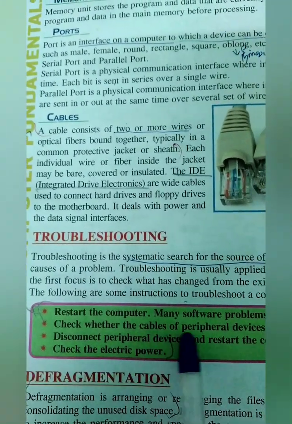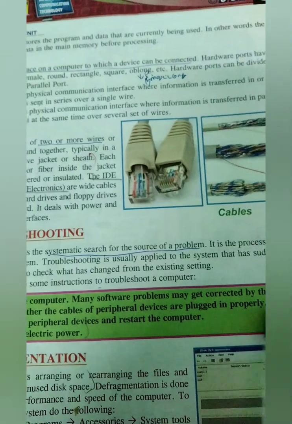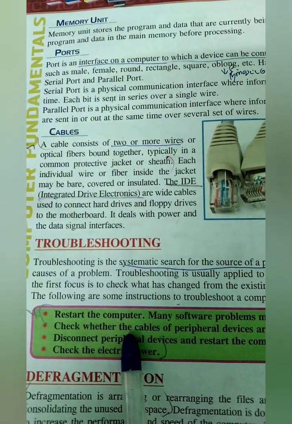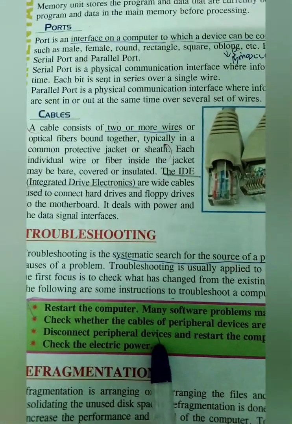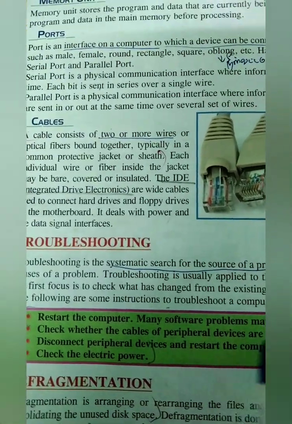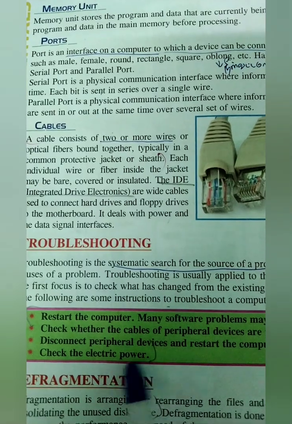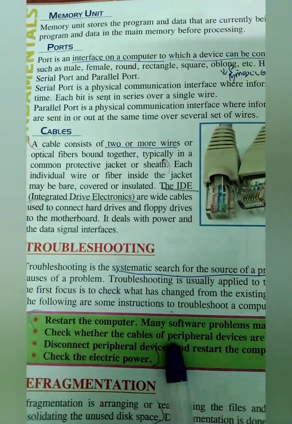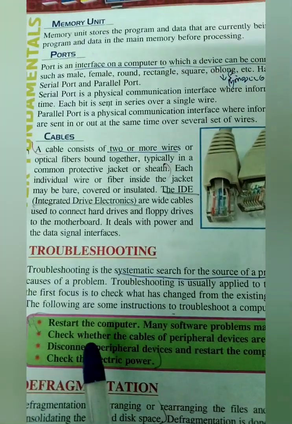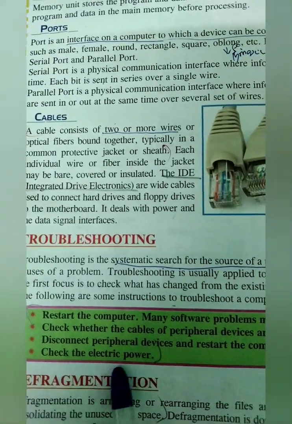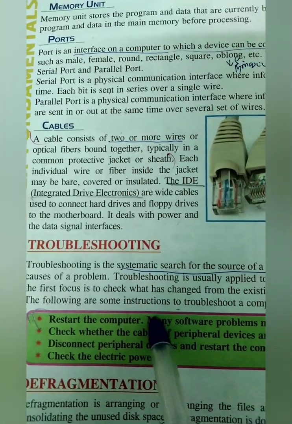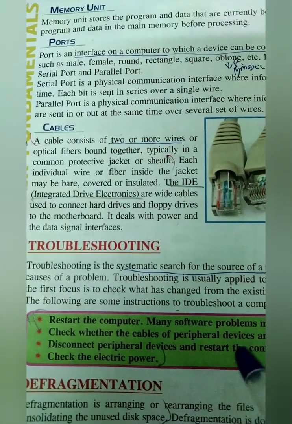Second one is check whether the cables of peripheral devices are plugged in properly. We first have to check whether the peripheral devices are correctly connected. Then disconnect the peripheral devices and restart the computer. What are peripheral devices? The external devices. External devices have to be disconnected and then restart the computer. Then fourth one is check the electric power. These are the four steps which are taken to know where the problem occurs.